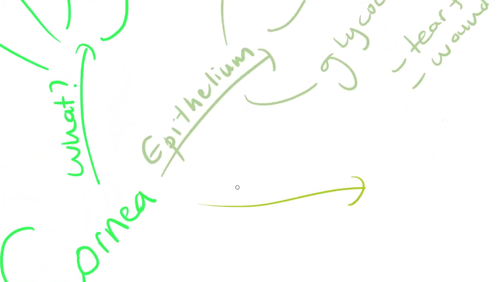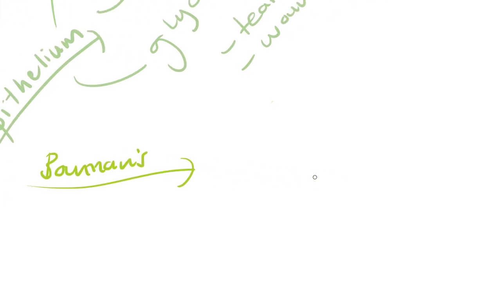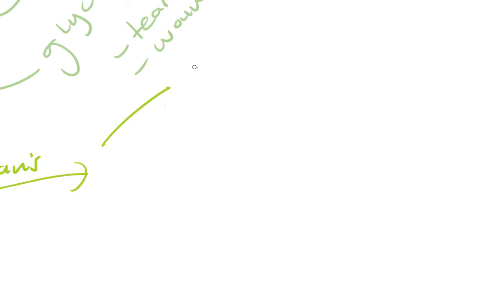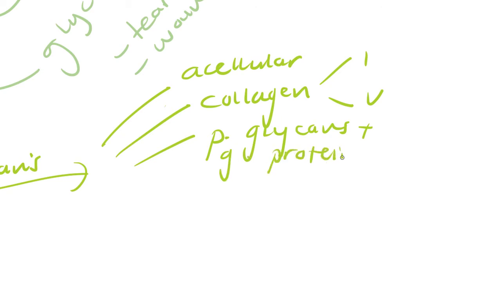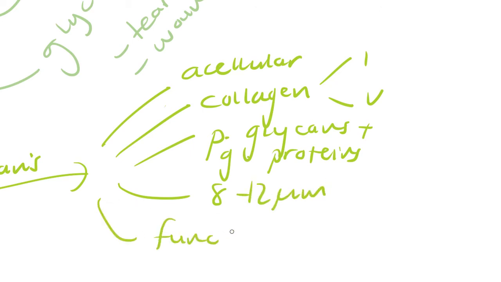Now, Bowman's layer lies directly below the epithelium. And what's important about Bowman's layer is that it is acellular. It contains no cells whatsoever and is composed predominantly of collagen, types 1 and 5. It also contains proteoglycans and glycoproteins. It's about 8 to 12 micrometers thick, and the function of Bowman's layer is thought to be that of separation.